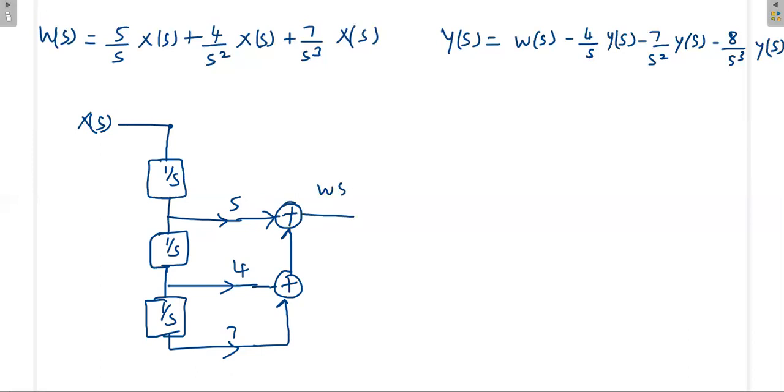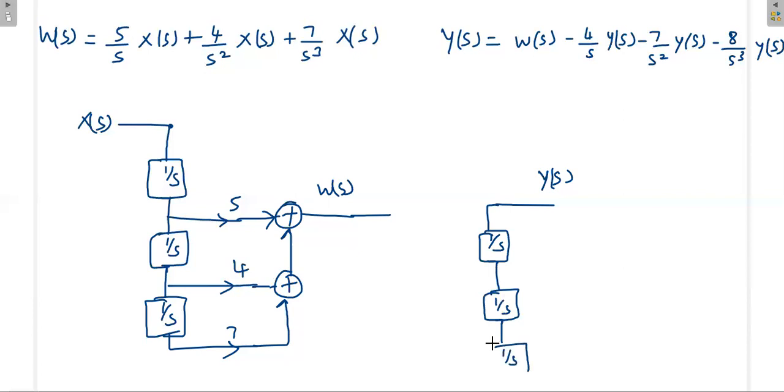Okay, from W of s, again we need to get finally Y of s. Then Y of s comes this way, 1 by s, one more 1 by s, and one more 1 by s. Now this is multiplied with the gain of minus 4. This is with the gain of minus 7. This is with the gain of minus 8.